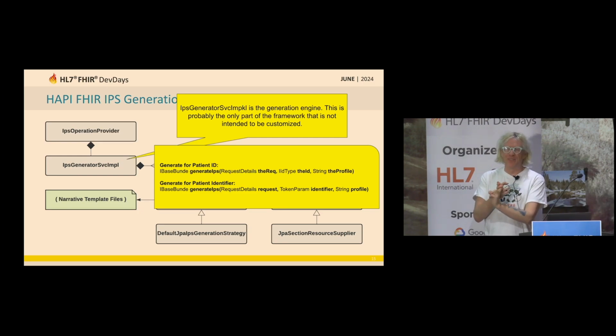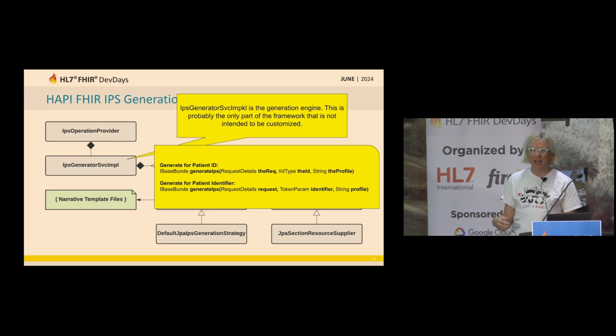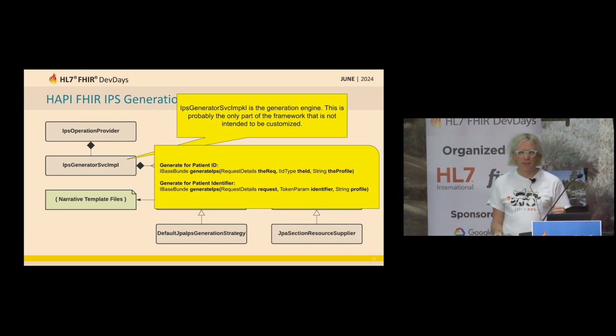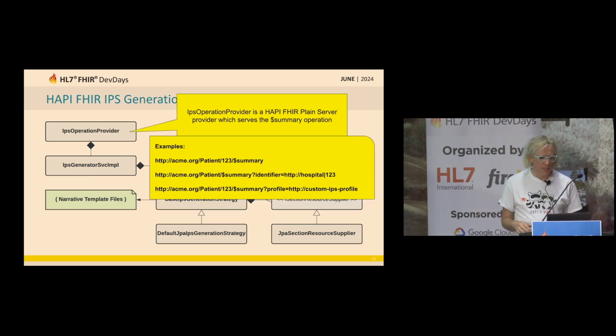This is the one part of the solution that's actually not designed for customization itself. The intention is you use the engine, you customize everything around it, but not the engine itself. You're obviously welcome to customize it as well if you want, but it's not really designed for that. It's got two methods on it. Both of them are called generate IPS, and they roughly correspond to the $summary operation. One of them takes an ID of a patient, the other one takes an identifier of a patient, and that's the only difference between those two.